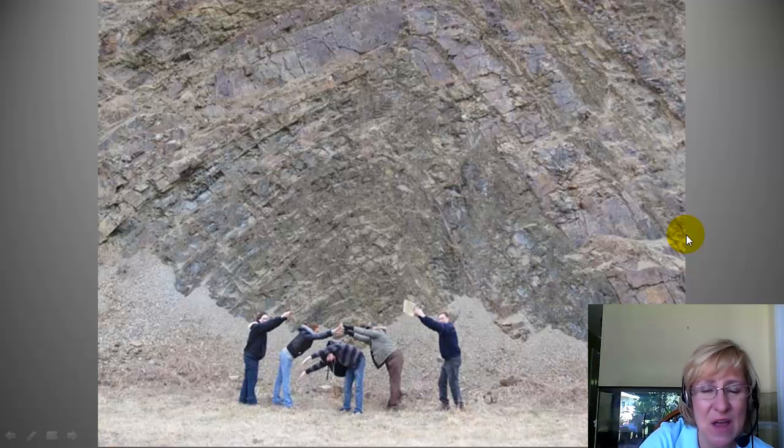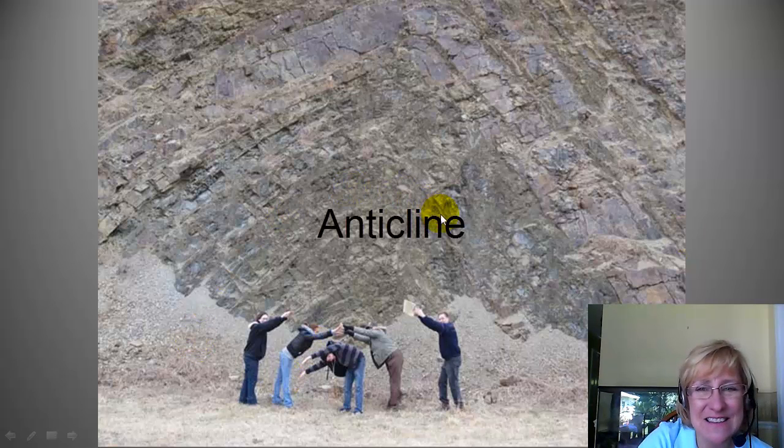Take a look at this one. What kind of fold do you think that these geology students are demonstrating? If you guessed anticline, then you would be right. So take a look at this rock layer. It's a really good one to look at. And if you trace it, it looks like the beginning of the letter A. So it's an upward-facing fold, so it's an anticline.